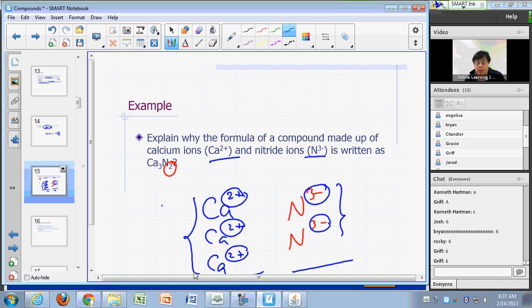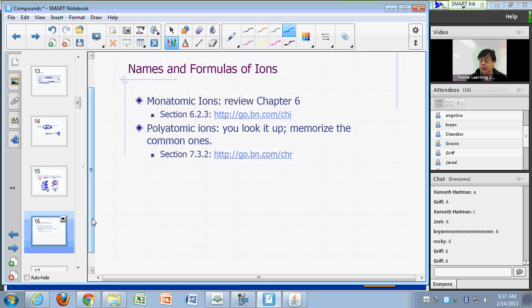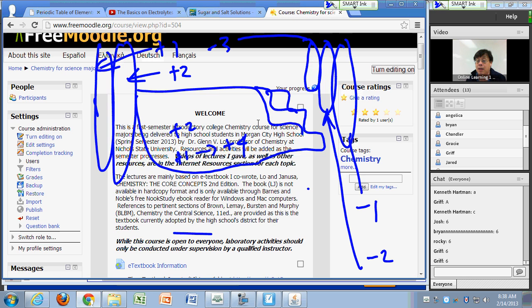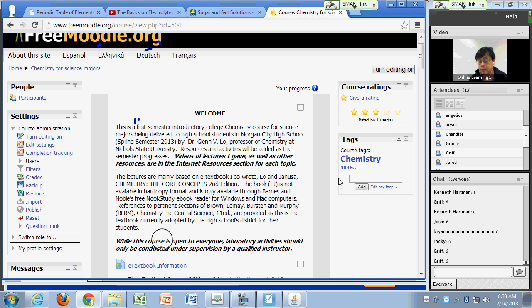As far as polyatomic ions are concerned, you also have to memorize them. This is from my textbook, but most textbooks should have a list of common polyatomic ions. The only way to really know those is to memorize them, and the only way to memorize them well is to just apply them, to keep using them. So what I've done on Moodle is I posted an activity on your Moodle site that you can try.